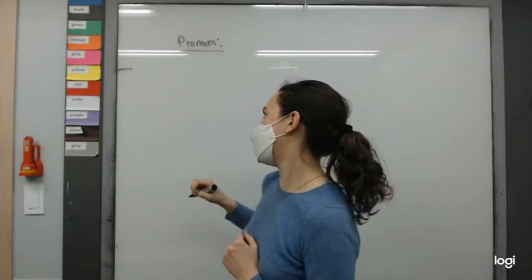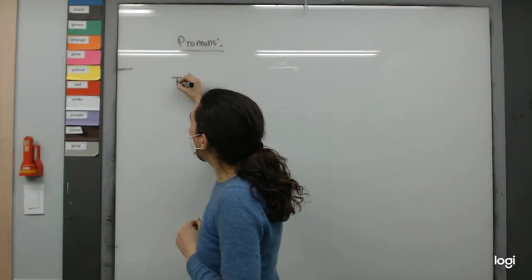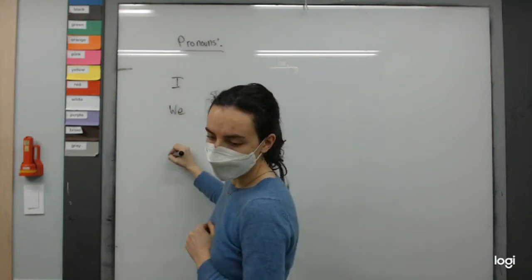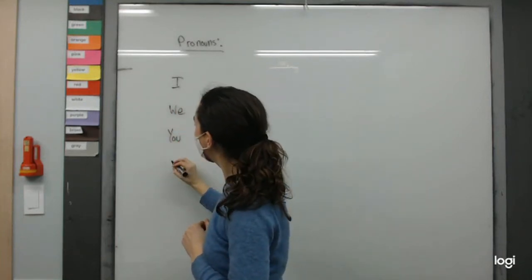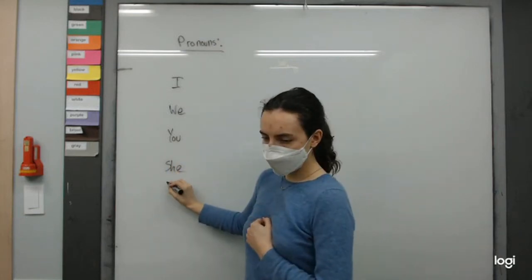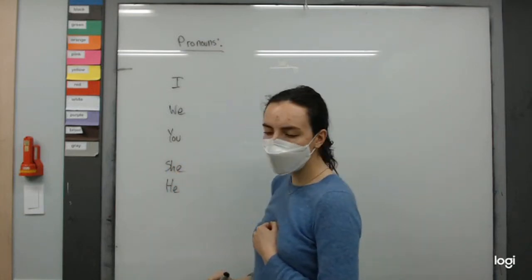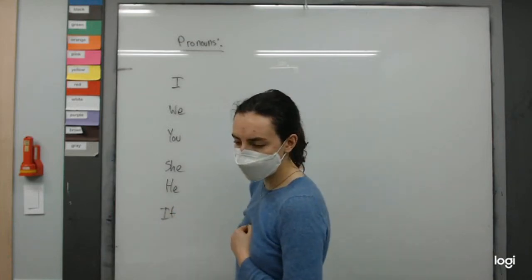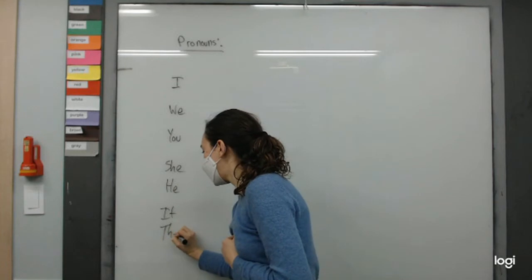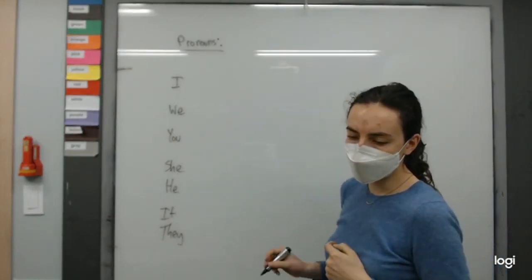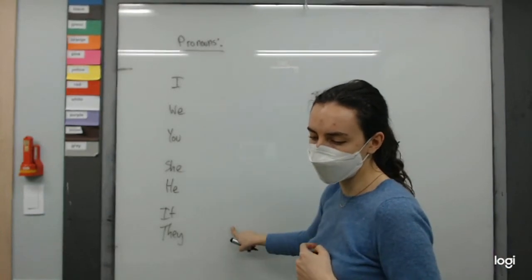So the main subject pronouns are I, we, you, she for girls, he for boys, it for things, and they for when we have many. Okay. So these are the subject pronouns.